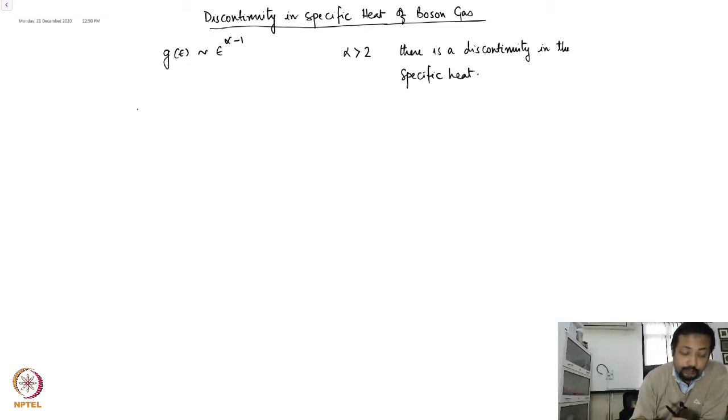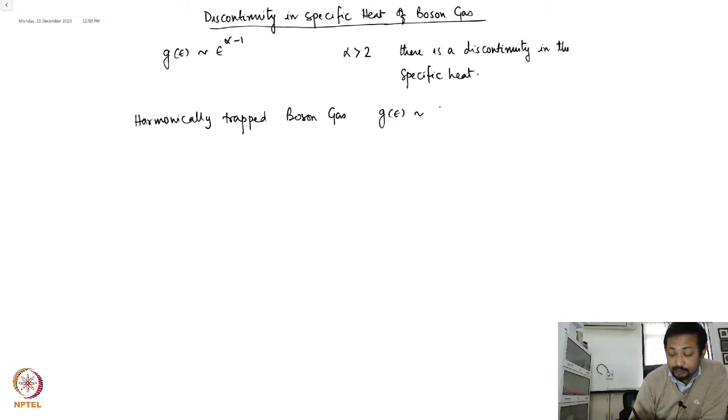We looked at the case of a harmonically trapped boson gas, and here we worked out the density of state, and we saw that g(epsilon) behaves as epsilon squared, so that we immediately identified alpha is equal to 3. Consequently, we calculated the specific heat by determining the internal energy U or E.